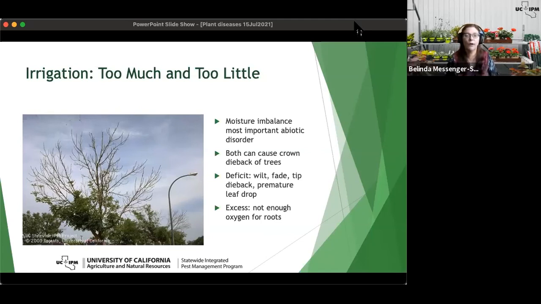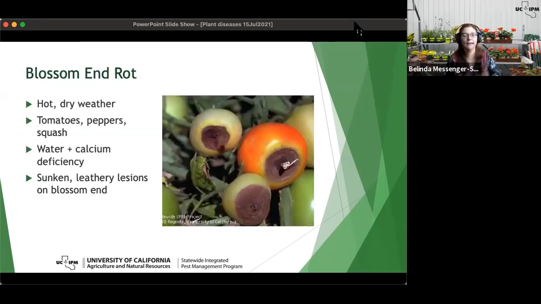An excess of water can lead to aeration deficiency. Roots that are too wet don't get enough oxygen, killing them, which then increases disease susceptibility. The branch dieback in this photo was caused by the tree not receiving enough water over a long time, so a deficit of water. Next slide.